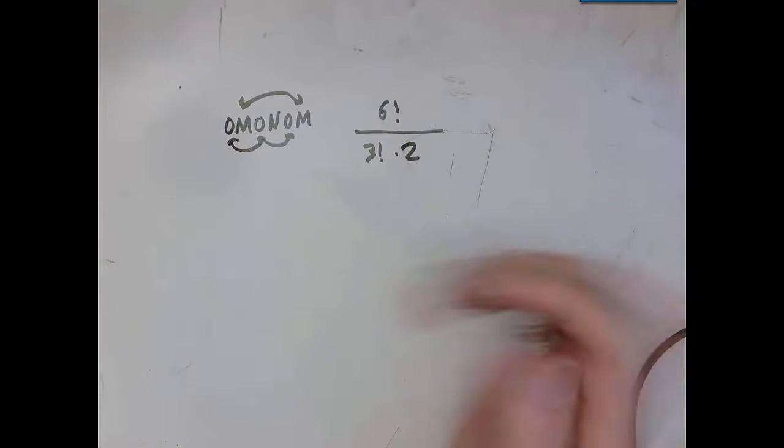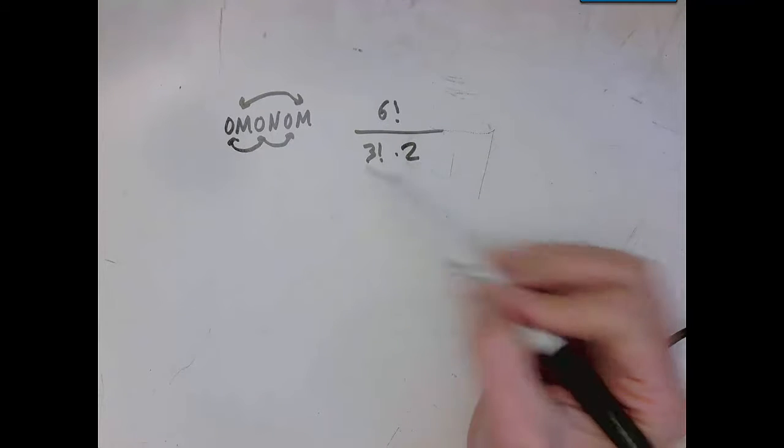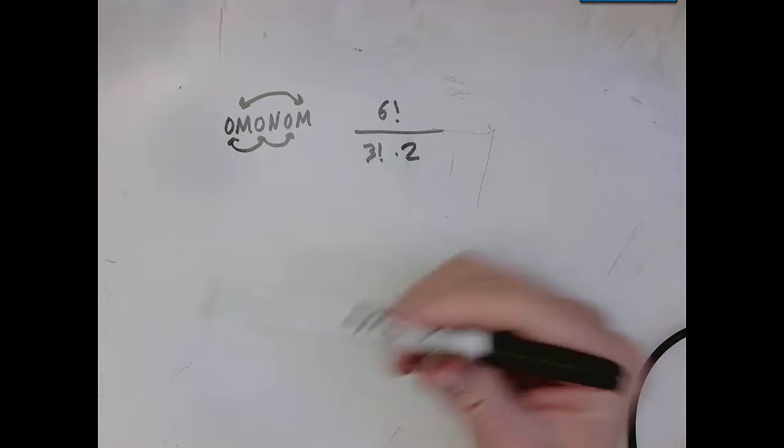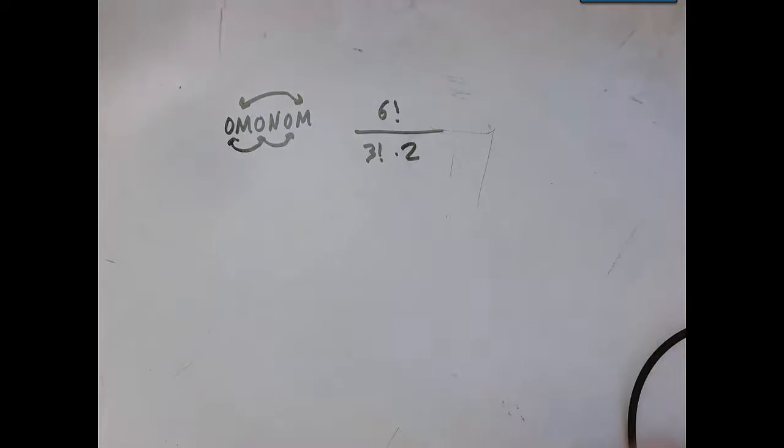So you can see how this general idea of dividing by the number of equivalent orderings will generalize to a lot of other situations.